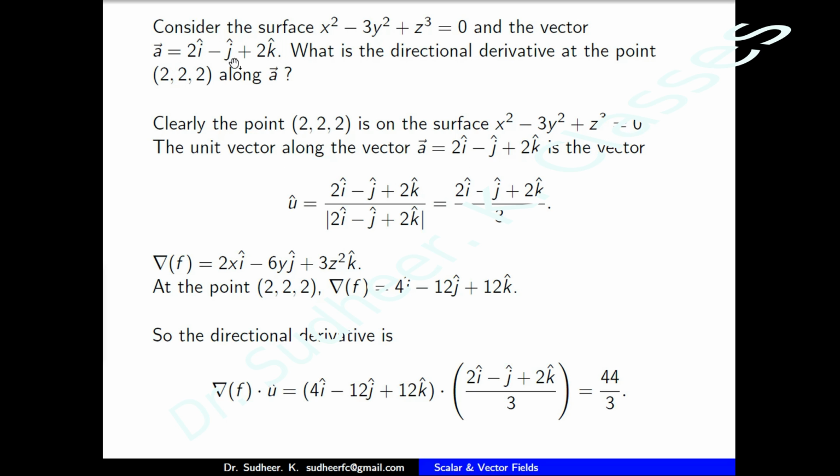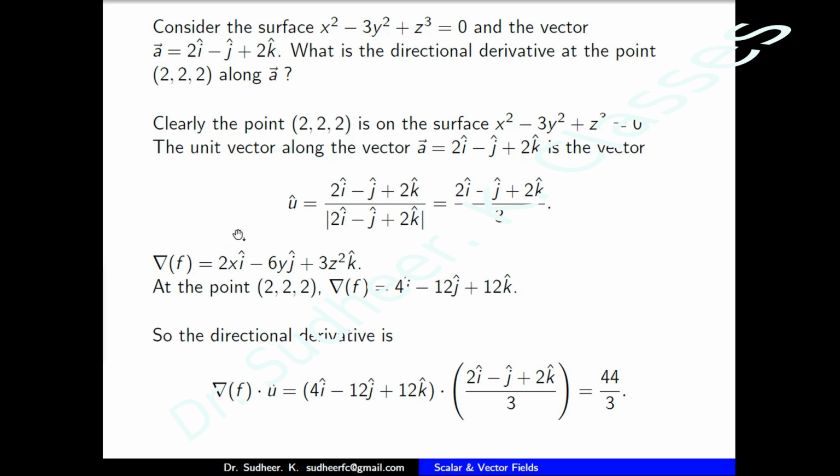The unit vector along A is A divided by magnitude of A, that is 2i minus j plus 2k divided by magnitude of 2i minus j plus 2k. Magnitude of 2i minus j plus 2k is 3. So u equal to (2i minus j plus 2k) divided by 3.